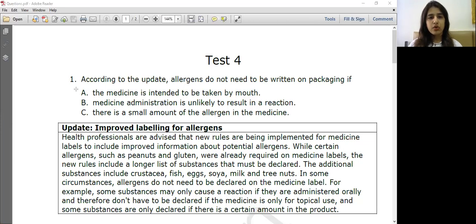Okay, so the first thing, as I said, is to read: what do I have to do? Here it says, according to the update, that means this is an update. Allergens do not need to be written on packaging if... which means I have to read this document to find out one detail. What is that detail? When not to write, or when we don't need to write, the name of allergens on the packaging. And this is an update, which means there is some change in the existing criteria. Now, this is my first step.